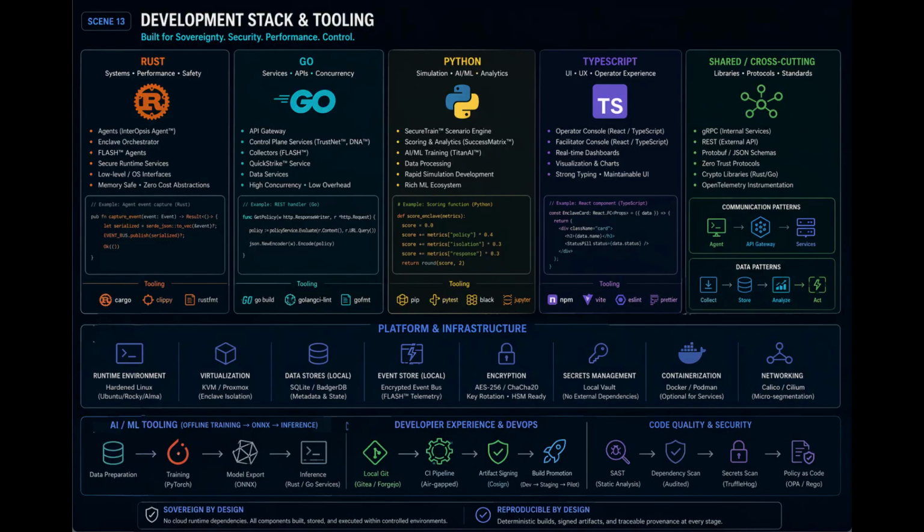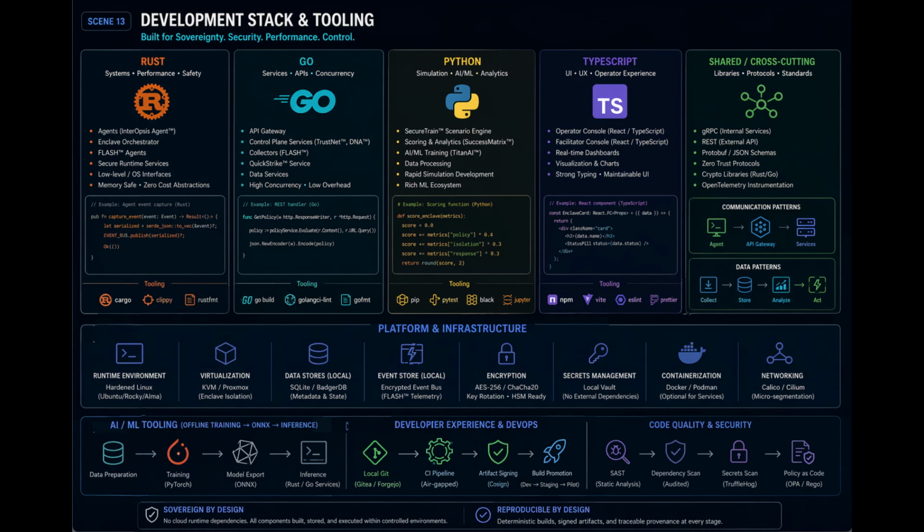These are the code and tooling choices behind the architecture. Rust is used for agents, orchestrators, and security-sensitive runtime services. Go is used for API, collectors, and control services. Python is used for simulation logic and offline AI or ML training. TypeScript is used for the operator and facilitator interfaces. The practical runtime substrate is hardened Linux with KVM or Proxmox, supported by local encrypted data stores.